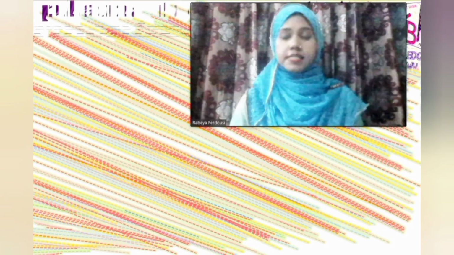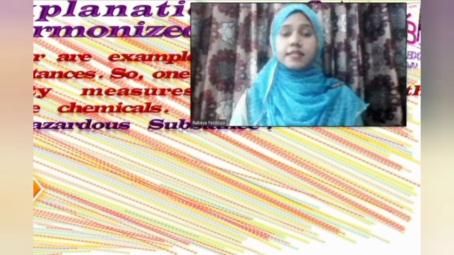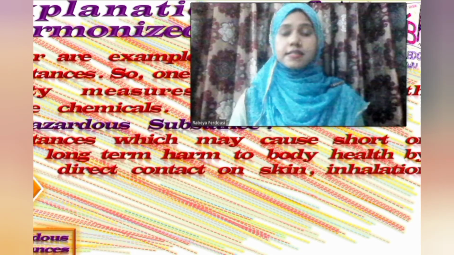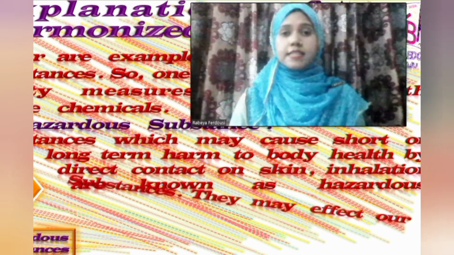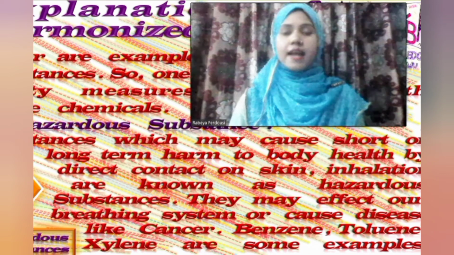In today's video, hazardous substance is the last harmonized sign that I will discuss now. Substances that may cause long or short harm to body health by direct contact on skin or inhalation are known as hazardous substances. Therefore, hazardous substances may also affect our breathing system or may cause disease like cancer. For example, benzene, toluene, xylene are such types of hazardous substances.